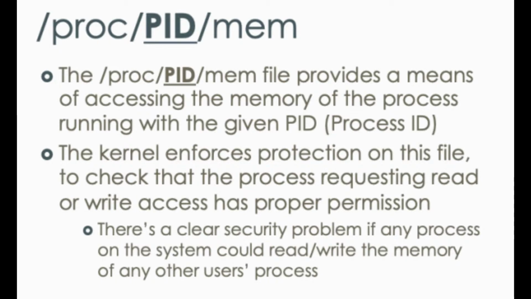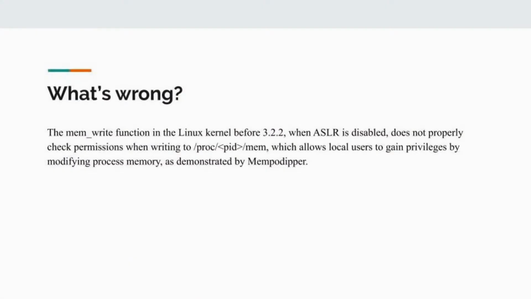So what is exactly wrong? The mem function in the Linux kernel before version 3.2.2, when ASLR is disabled, does not properly check permissions when writing to /proc/pid/mem, which allows local users to gain privileges by modifying the process memory, as demonstrated by Mempodipper.